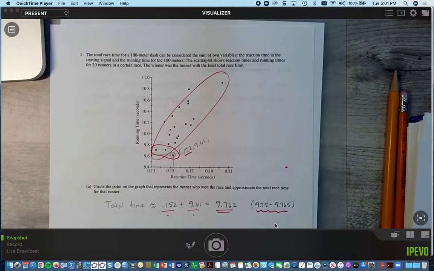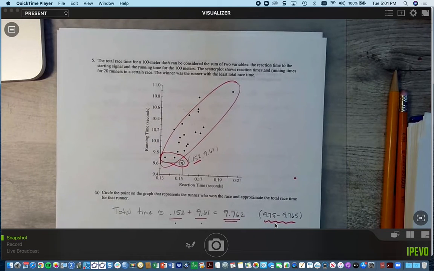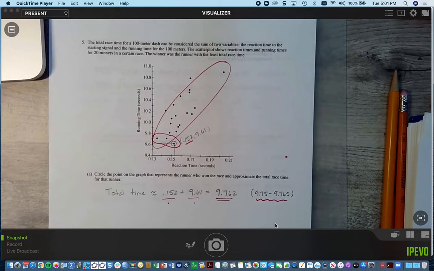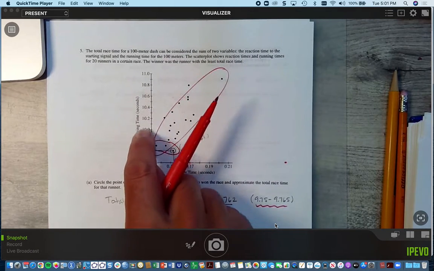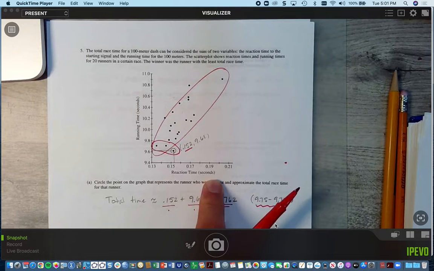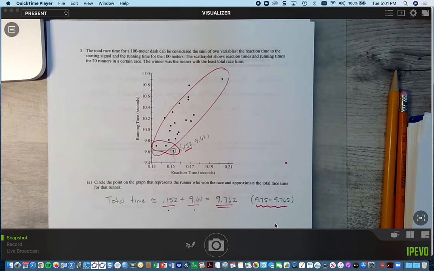Okay, then the next question. It looks like this one is going to get into some linear regression, but it never really does. This is running times. This is how long it takes you to run the race, and this is how long it takes you to react to the starting gun.